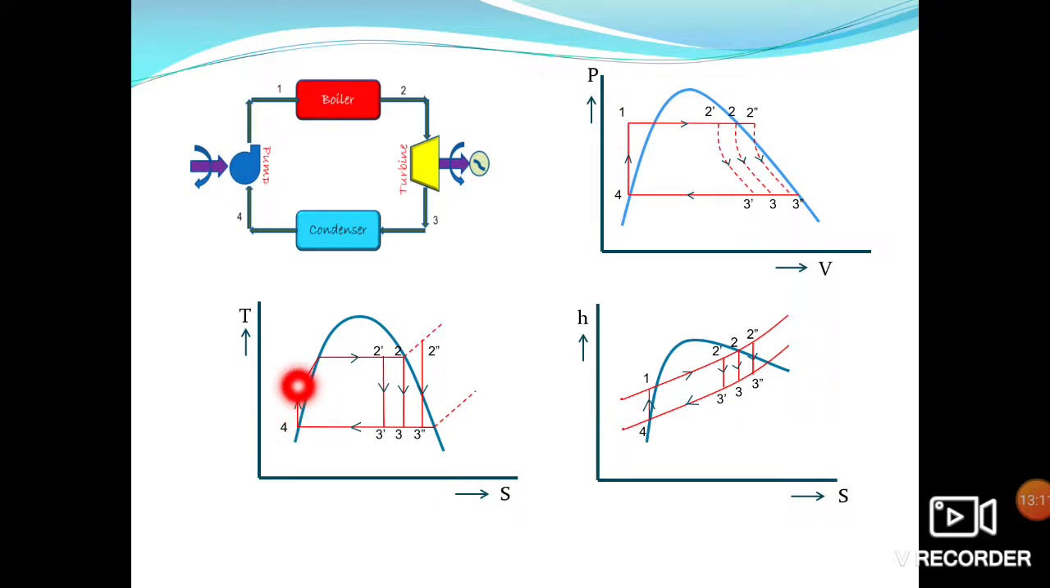And from 1 to 2 is again the boiling where we generate the steam. So this steam from the subcooled condition is coming to the dry saturated steam, wet steam or the superheated steam. So these are the 4 processes carried out in a Rankine cycle.